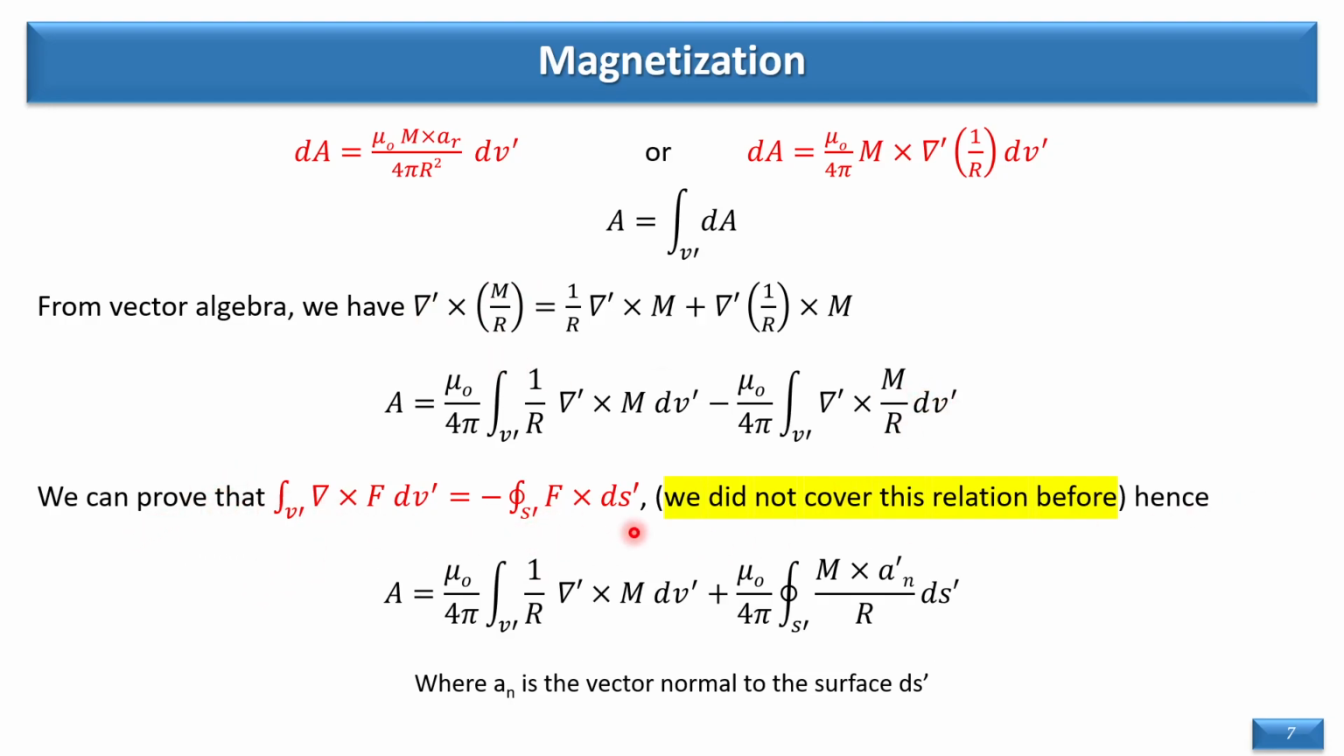We can also prove that. We didn't see this relation before in vector algebra, but we can prove that the integral of the curl of a vector F d volume equals minus the integration over the closed surface of F cross ds prime. So we just take this part here and substitute this effect here. So we have now the vector A in terms of volumetric integration and surface integration.